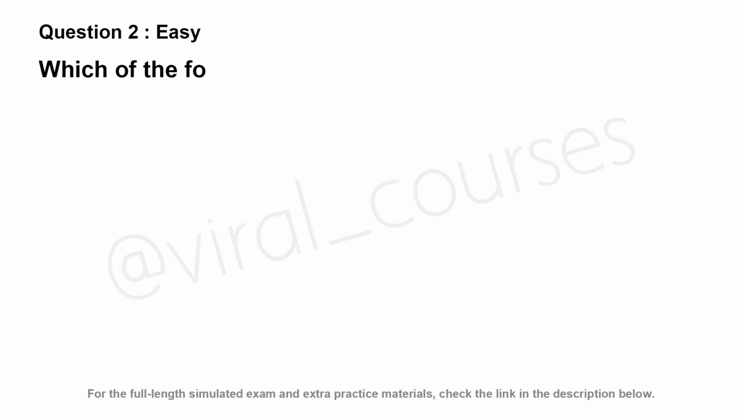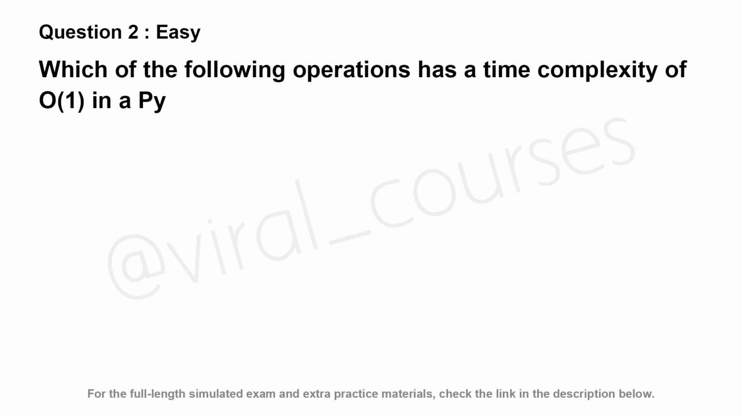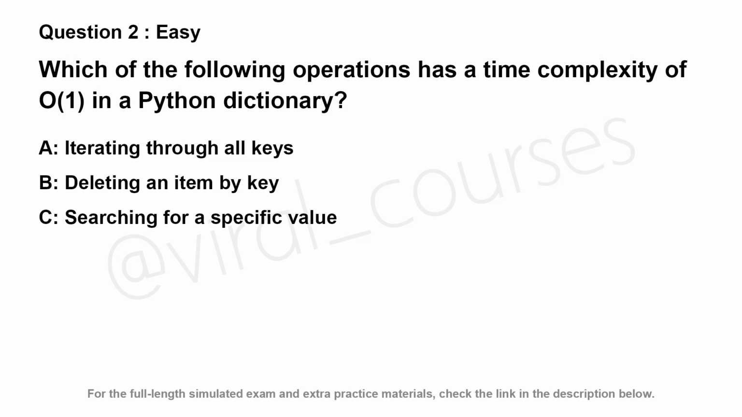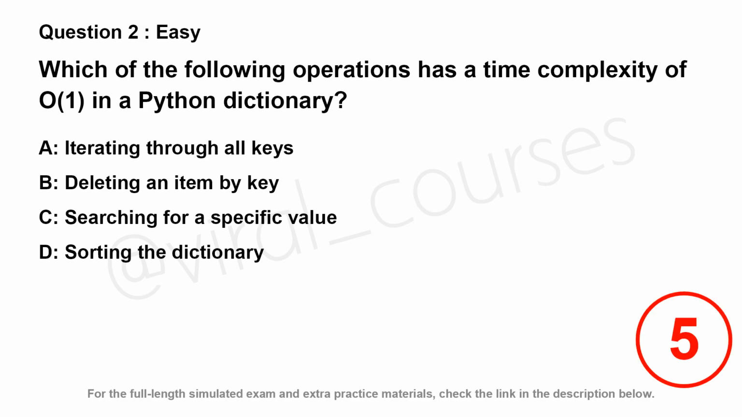Which of the following operations has a time complexity of O(1) in a Python dictionary? Option A, iterating through all keys. Option B, deleting an item by key. Option C, searching for a specific value. Option D, sorting the dictionary.